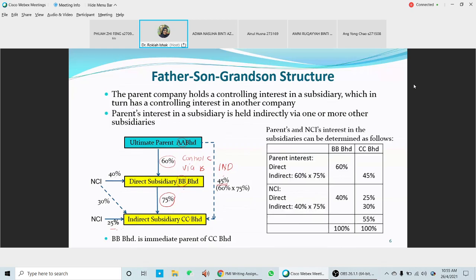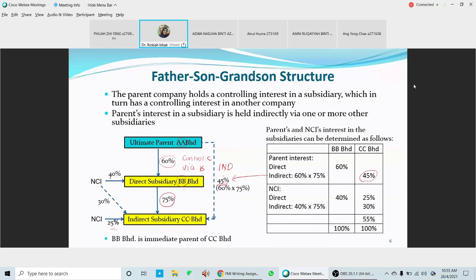Okay. The parent and NCI interest, how are you going to calculate the parent and NCI interest directly? The parent controls B 60%, and then the parent indirectly controls C through B: 60 times 75. So you're going to have 45%. Yeah, so this one is indirect.